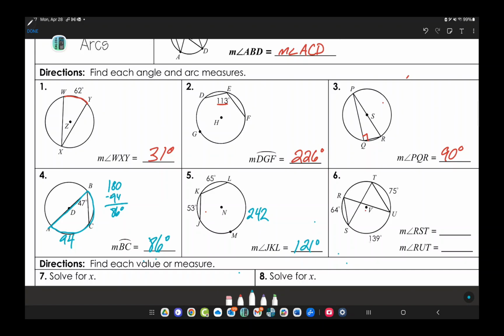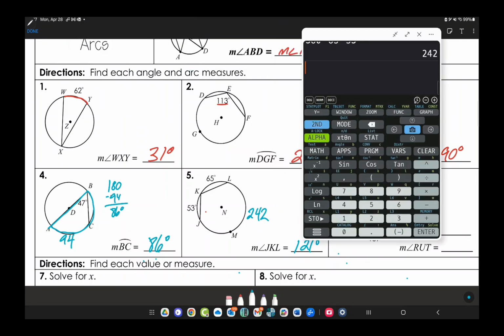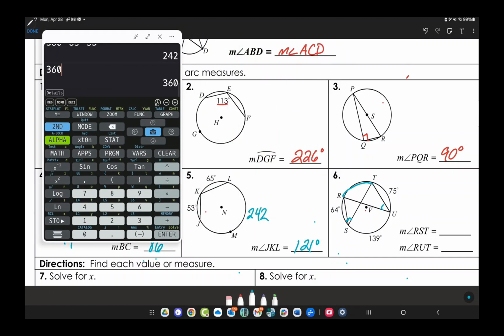Same thing for angles RST and RUT. They are congruent, and they both equal 1/2 of this arc. So we are going to take 360 minus 75 minus 139 minus 64. This is 82, so half of that would be 41 and 41.